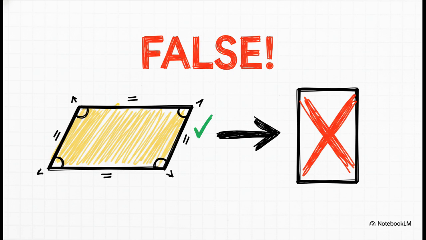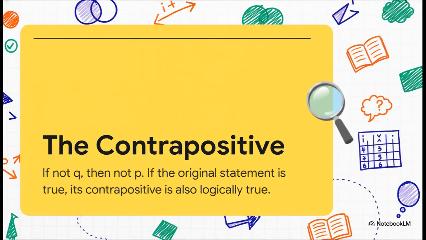We found just one counterexample where the if part was true, but the then part was false, and in logic, that's all it takes to blow the whole thing up. This is a classic logical fallacy, assuming the converse is true. So, if just flipping it is wrong, is there a right way to rephrase an if-then statement? Oh, you bet there is.